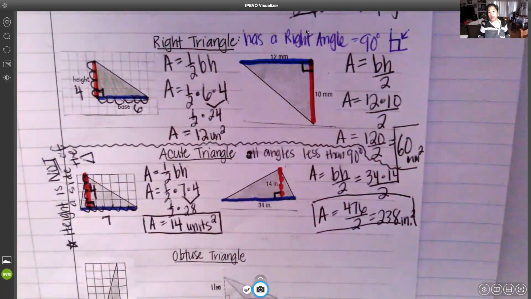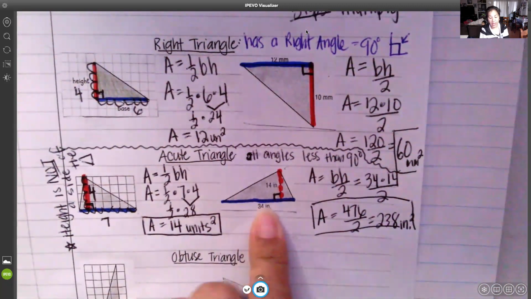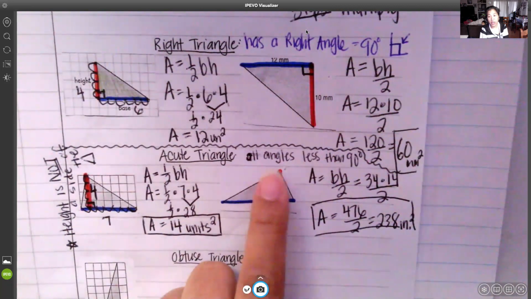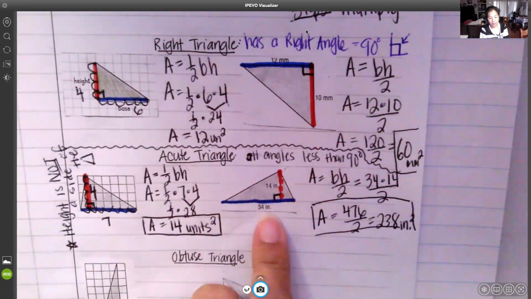238 inches squared, or 238 square inches. You can say it either way. Okay, so that's the acute triangle. In the acute triangle, all the angles are less than 90 degrees. The base is still one of the sides of the triangle, but the height has to be dropped down from the tallest angle. Okay?